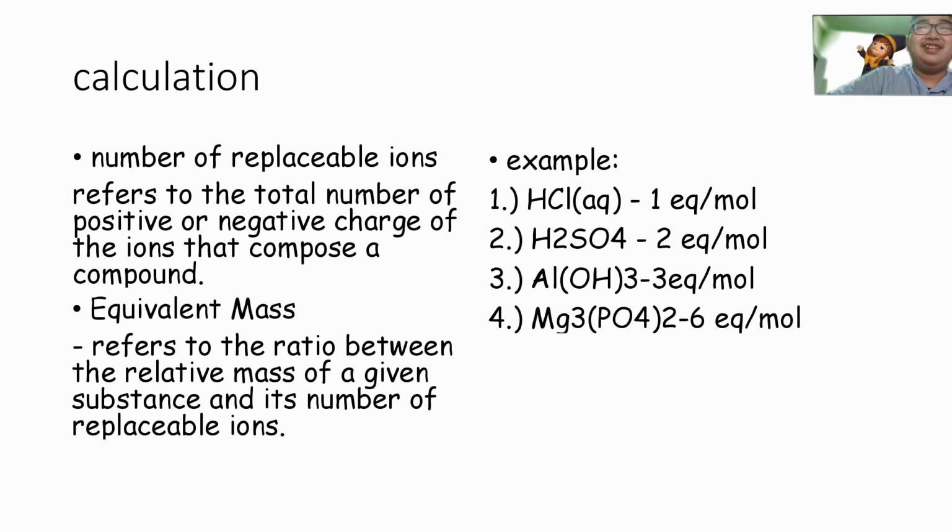Mg3(PO4)2. I should know how to read this. It has 6 replaceable ions. And I guess that's supposed to be the equivalent mass. Let's say the relative mass divided by the number of replaceable ions.